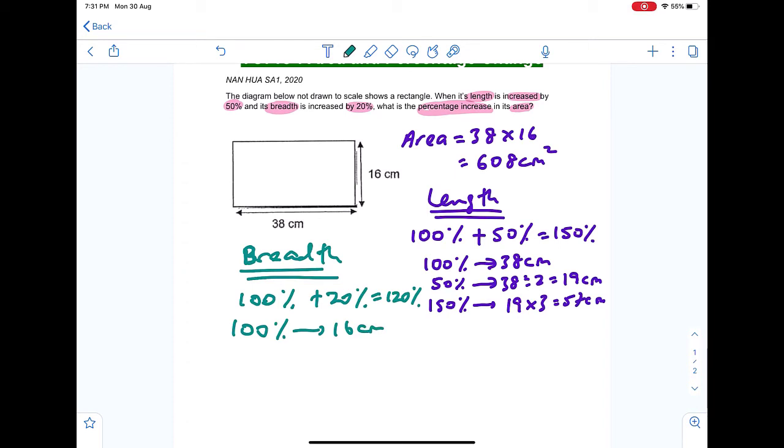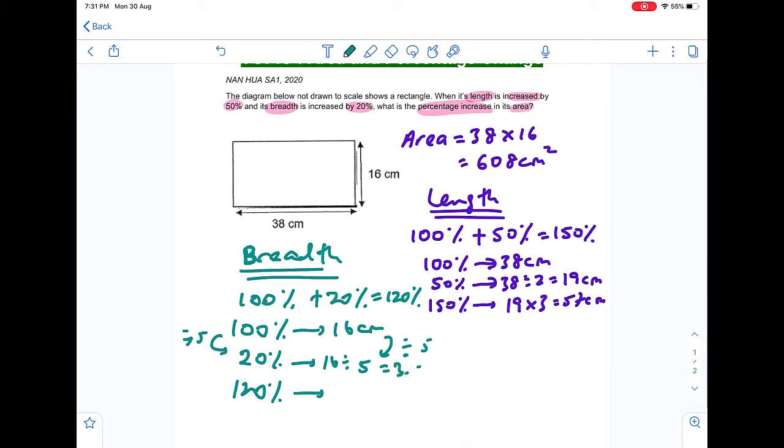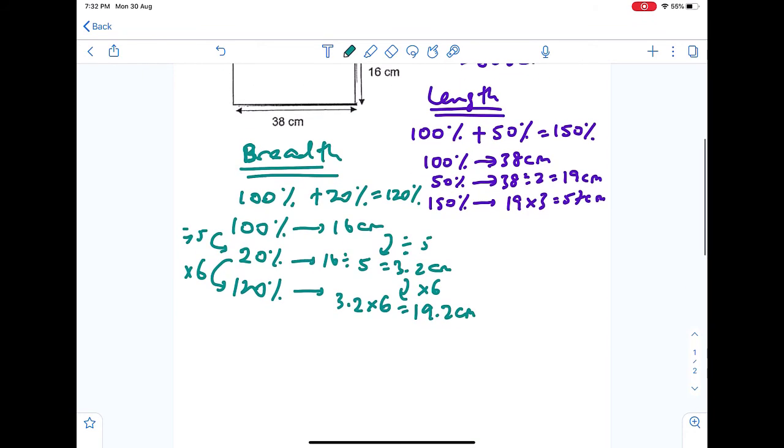And how do we jump to 120%? We can first go to 20% first. Divide by 5 here. Do the same thing over here as well. 16 divided by 5, 3.2 cm. And we times by 6 next. Okay, 20 times 6, that's how we get 120. We do the exact same thing here. 3.2 times 6, 19.2 cm.